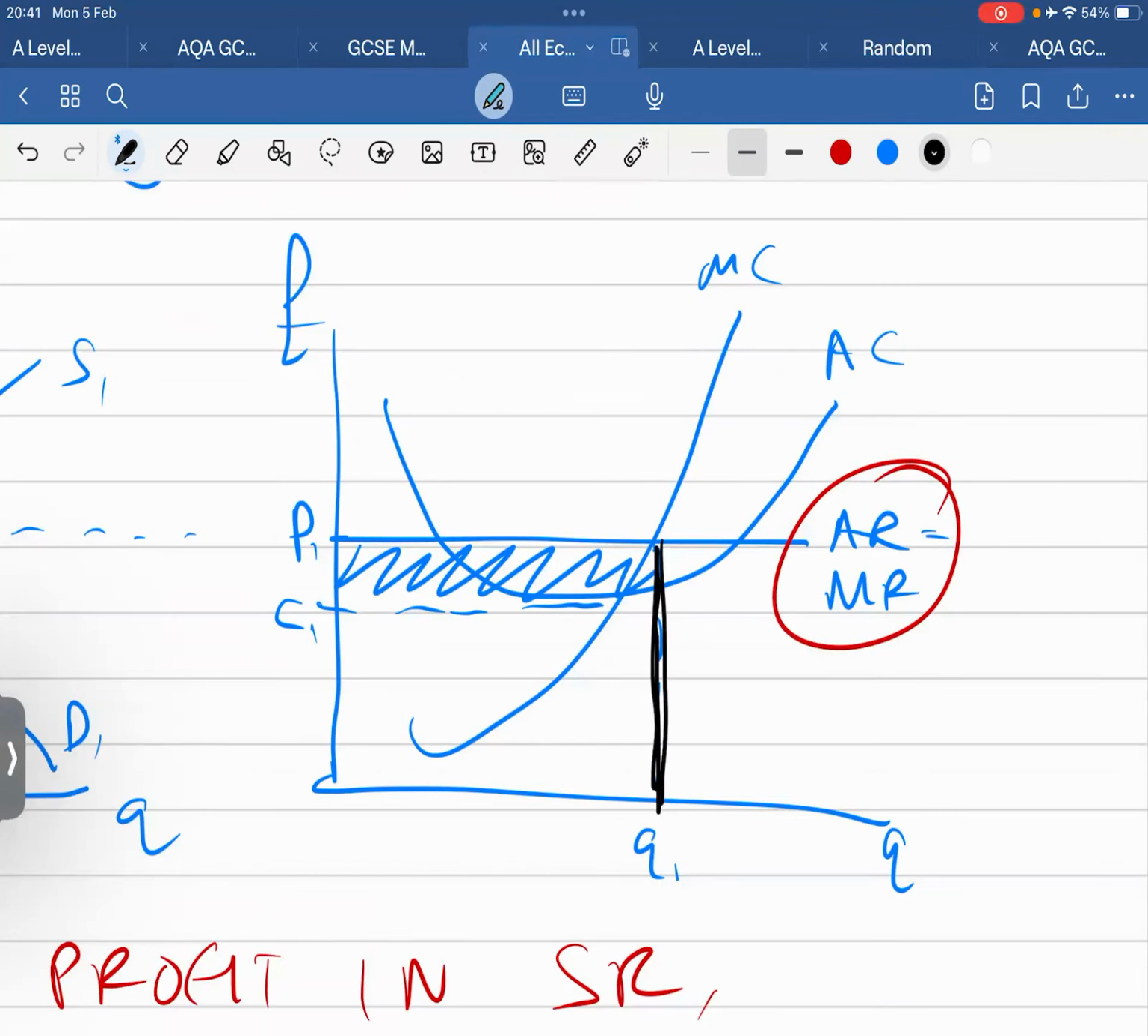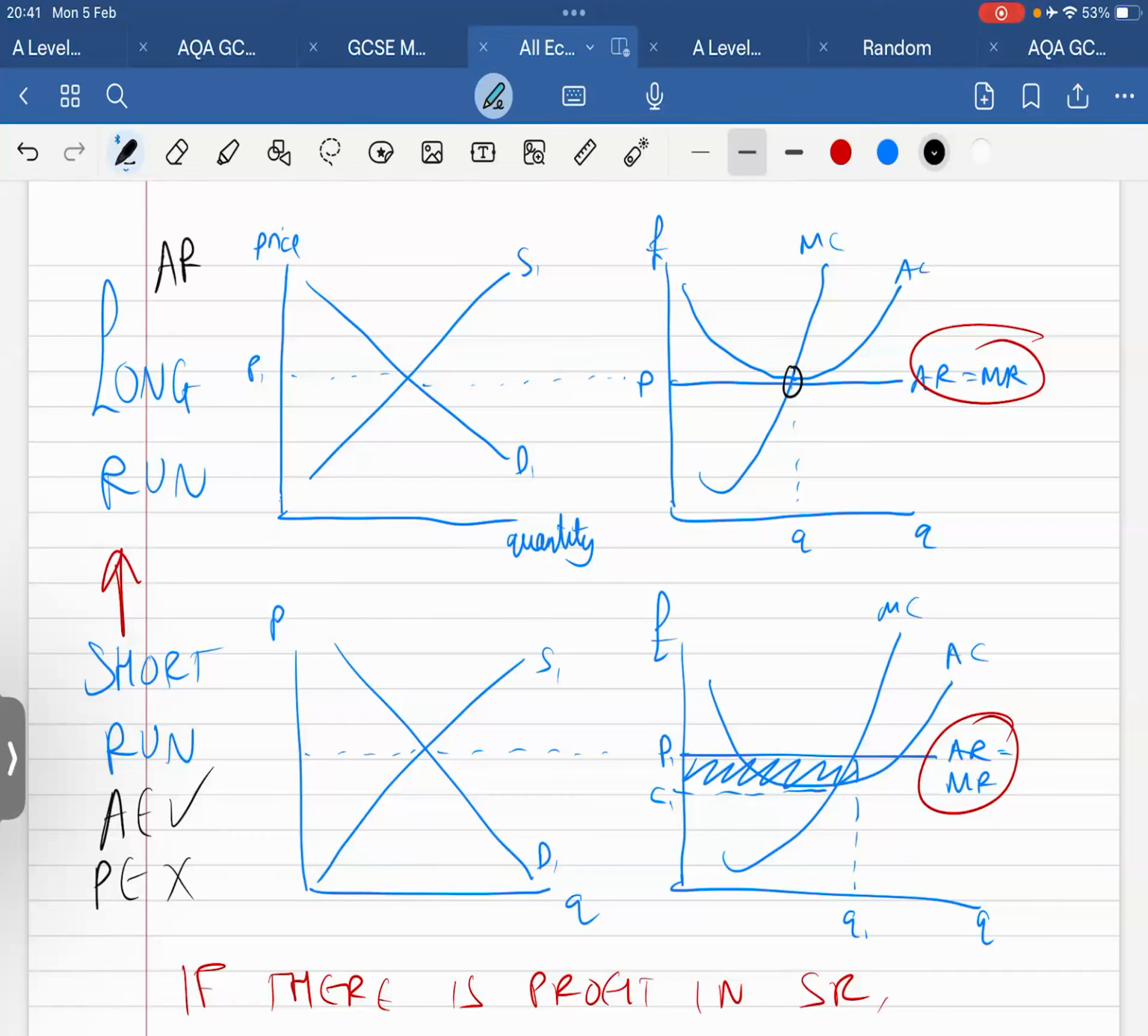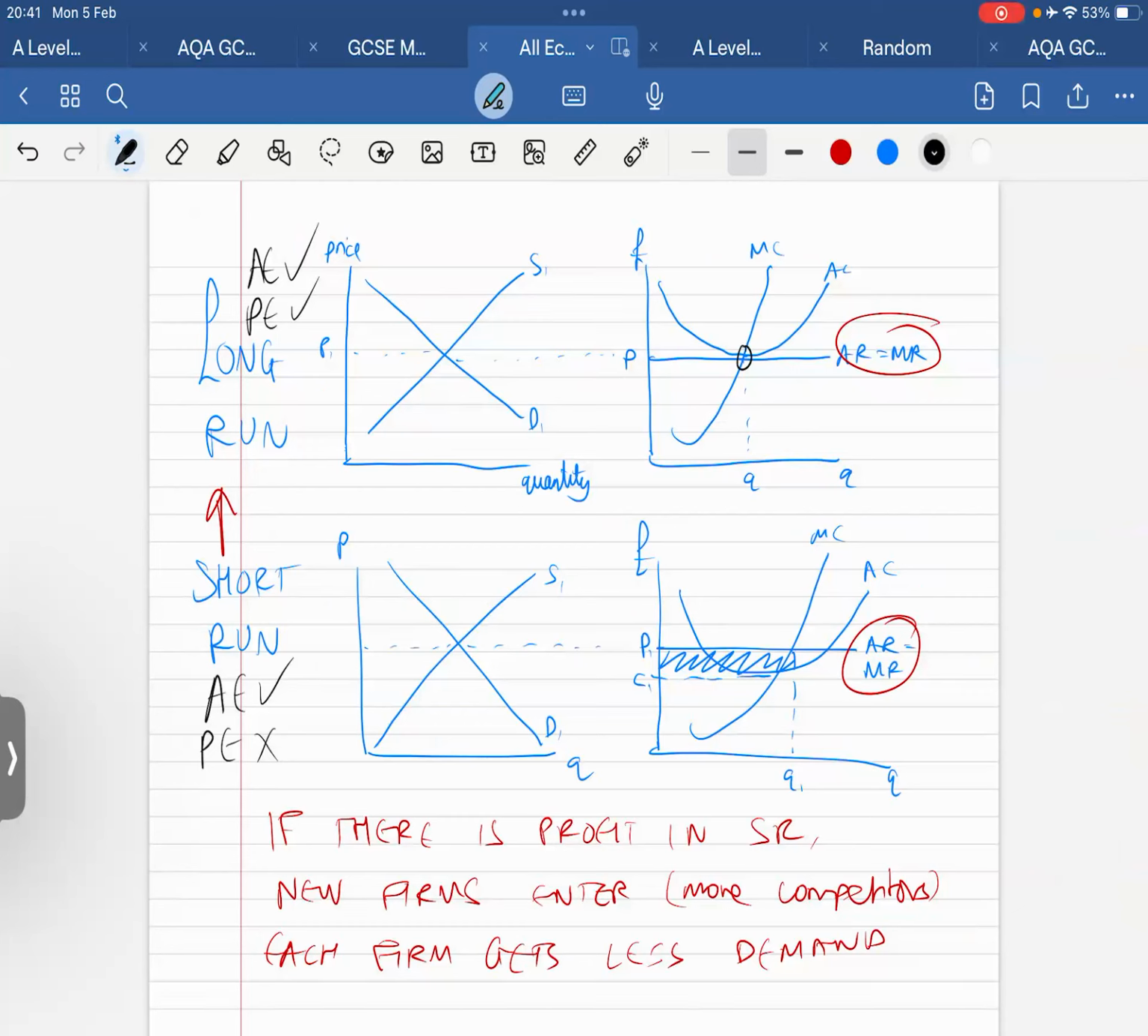And in the long run, we're at the bottom of the AC curve and MC equals AR. So we're allocatively efficient and productively efficient. So perfect competition is efficient in many, many ways. The only thing is it's not dynamically efficient. Also, perfect competition is contestable. The only thing is it's not productively efficient in the short run because of X inefficiency, and they're not dynamically efficient because there's no supernormal profit in the long run.